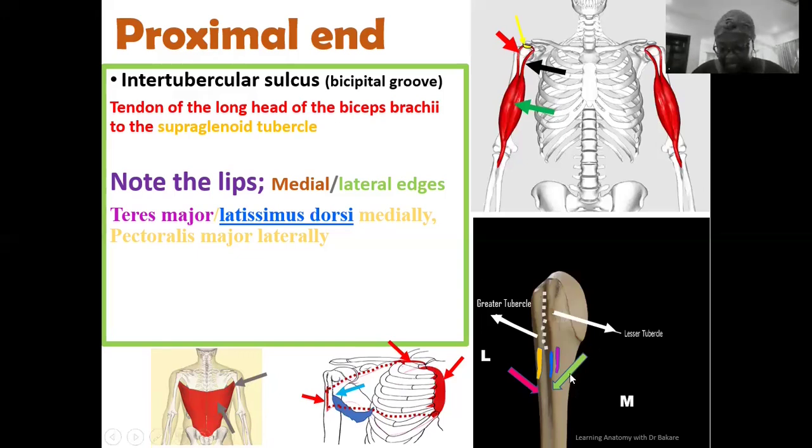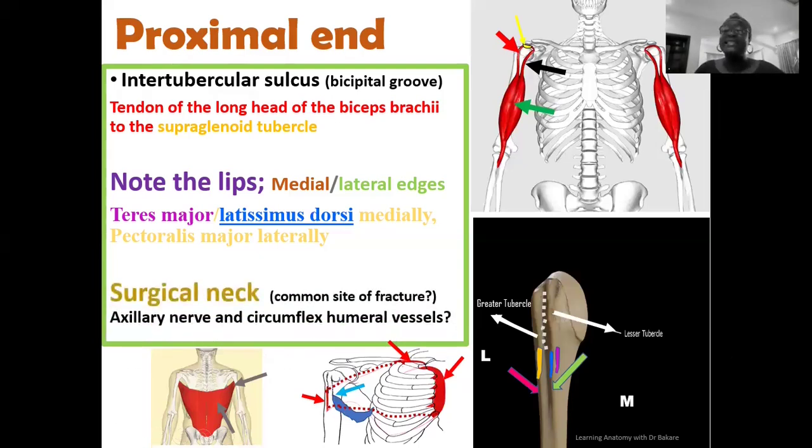So if you go back to this image, you see that the latissimus dorsi is inserted between the two majors, which include the pectoralis major muscle and also the teres major muscle. So these are the muscles that are also related to the different lips of the intertubercular groove.